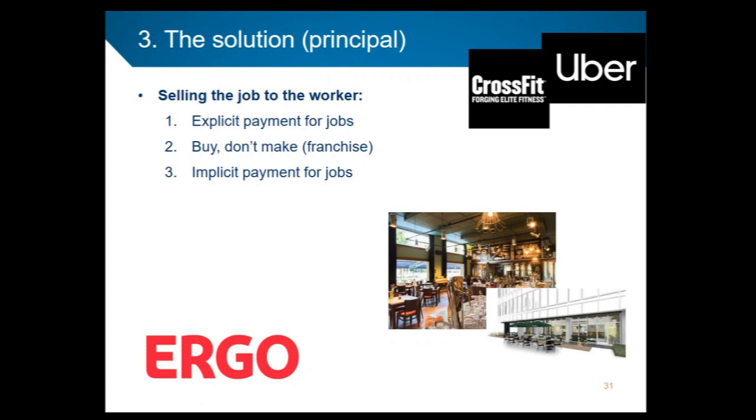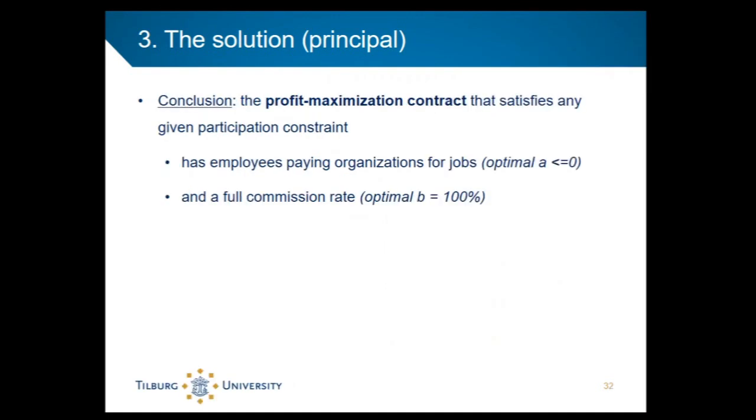So, conclusion: what is the optimal contract for the principal? What's the optimal contract for the principal or employer? It's a contract where employees pay organizations for the job. So with a negative or 0 A and a full commission rate. So employees receive 100% of B, or of revenue.